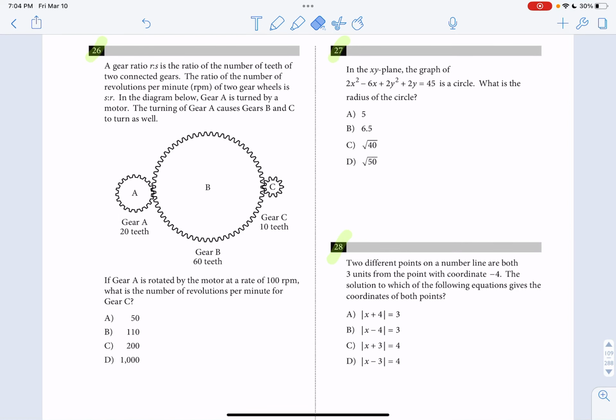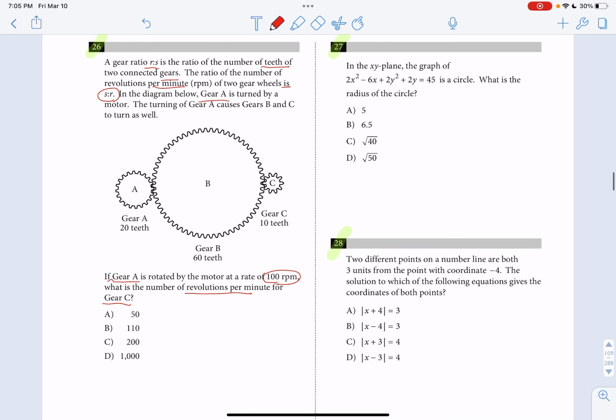A gear ratio R to S is the ratio of the number of teeth of the two connected gears, and the ratio of the number of revolutions per minute of the two gear wheels is S to R. So in the diagram, gear A is turned by a motor and then it is connected with B and C. Gear A is rotated by the motor at a rate of 100 RPM. What is the number of RPM for gear C?